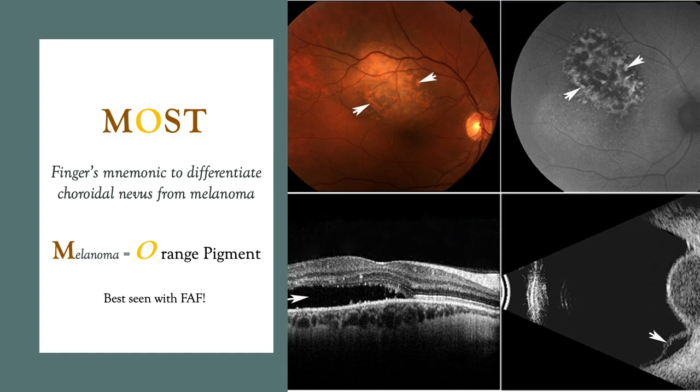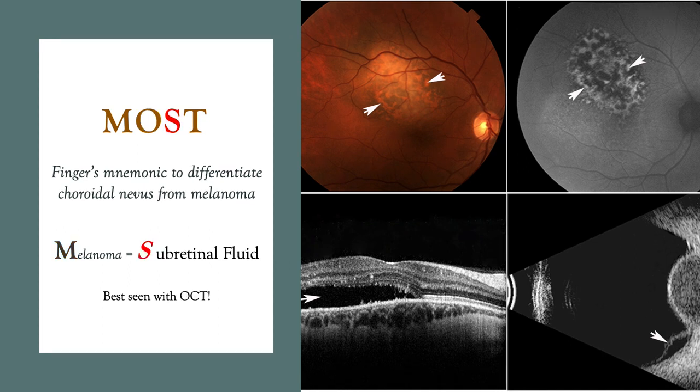On the top left, you see gross orange pigment. It's not hard to see that with indirect ophthalmoscopy and color imaging. However, on the top right, you can see that fundus autofluorescent imaging highlights and hyperautofluoresces the orange pigment. When you have small amounts of orange pigment, sometimes the fundus autofluorescent images will help you find and diagnose its presence. Next, let's talk about subretinal fluid.